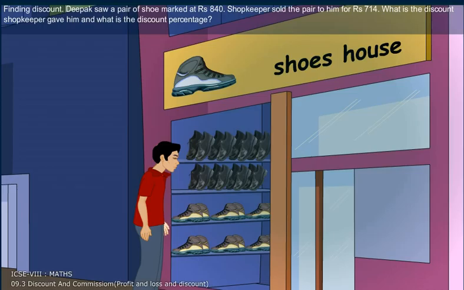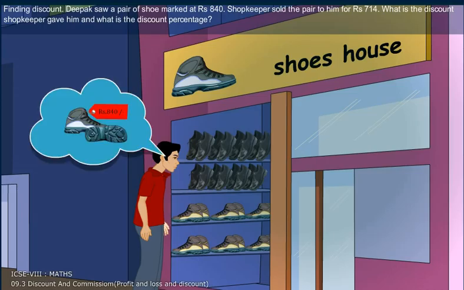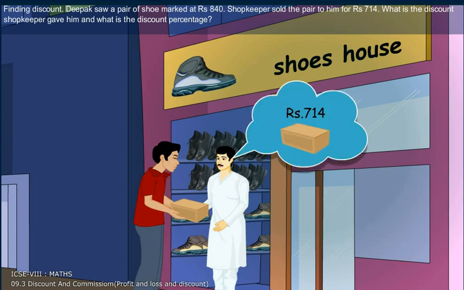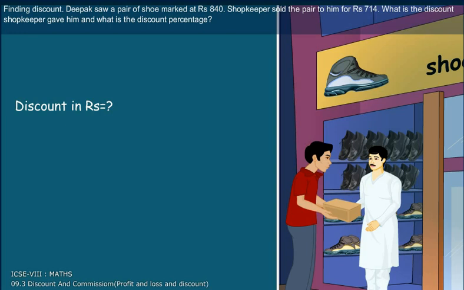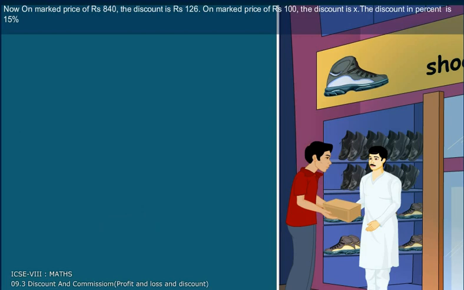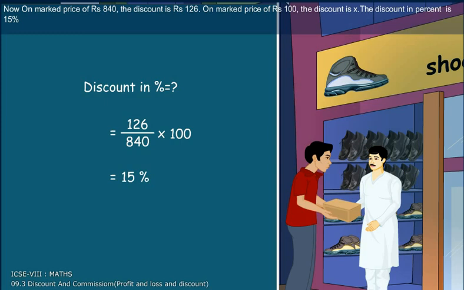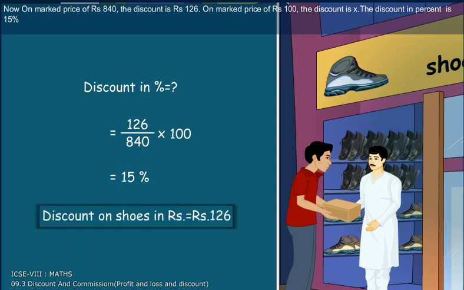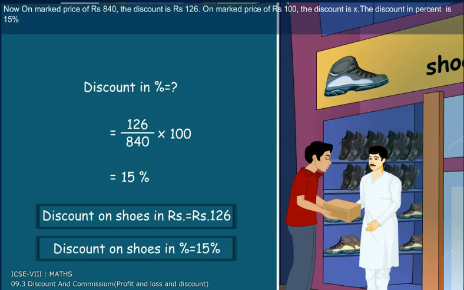Finding discount. Deepak saw a pair of shoes marked at ₹840. The shopkeeper sold the pair to him for ₹714. What is the discount the shopkeeper gave him and what is the discount percentage? Let us first find the discount in rupees. It will be marked price minus selling price. Hence, we get ₹126 discount in rupees. Now, on a marked price of ₹840, the discount is ₹126. On a marked price of ₹100, the discount is X. The discount in percent is 15%.